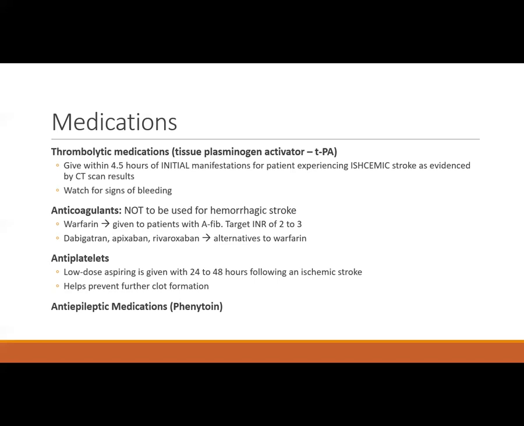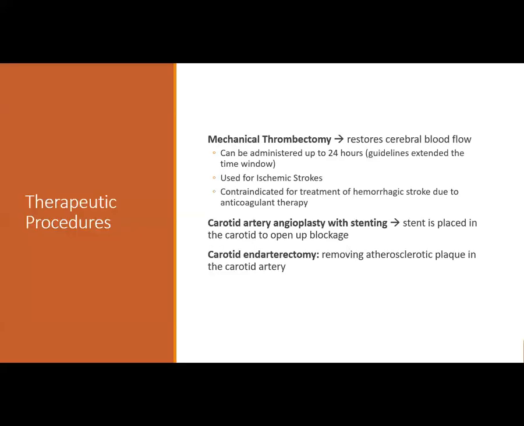Anticoagulants, once again, are not to be used for hemorrhagic stroke. You can do warfarin, which is given to patients with AFib with a target INR of 2 to 3. You can give them apixaban, and all these other ones that are just alternatives to warfarin. Antiplatelets, you can give them low dose aspirin, which is usually given 24 to 48 hours following an ischemic stroke, and it helps prevent blood clot formation. And once again, we're giving them phenytoin for our anti-epileptic medications.